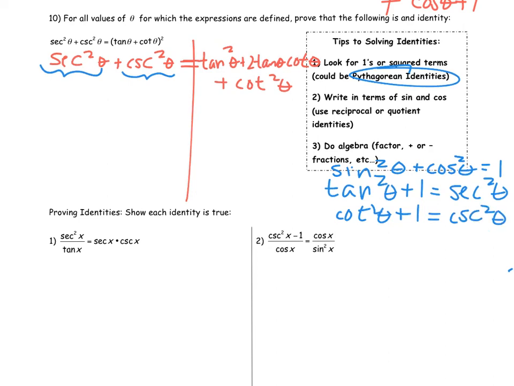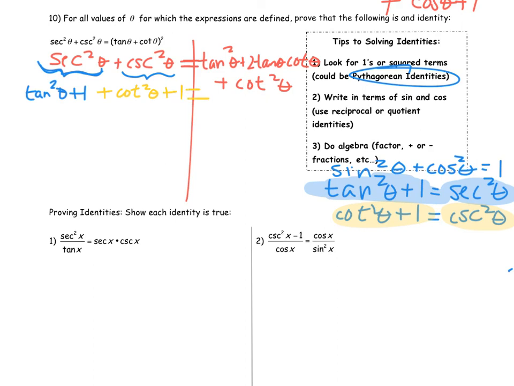So I already notice secant squared theta is equal to tan squared plus 1. So I'm going to write that right here. This is tan squared theta plus 1. And I also notice over here cosecant squared theta is equal to cotangent squared theta plus 1. So I'm going to write that here. Plus cotangent squared theta plus 1. So that takes care of the left-hand side for right now.